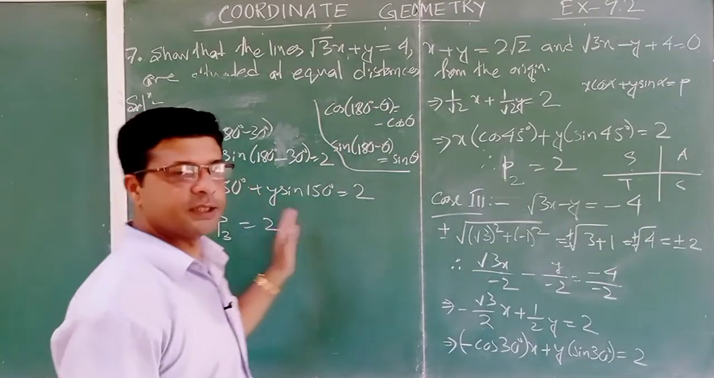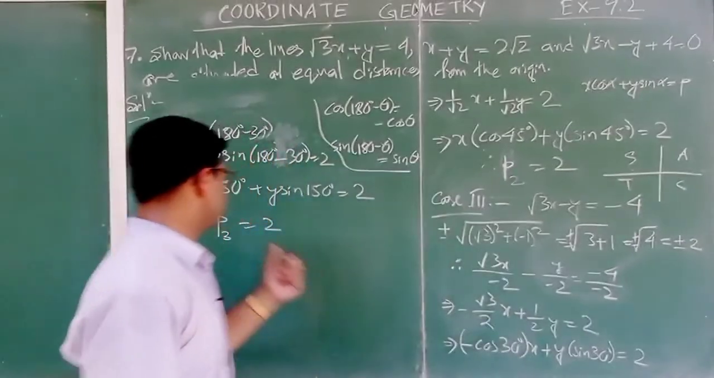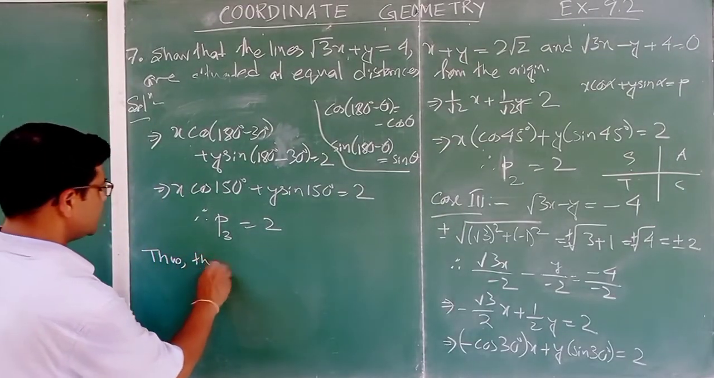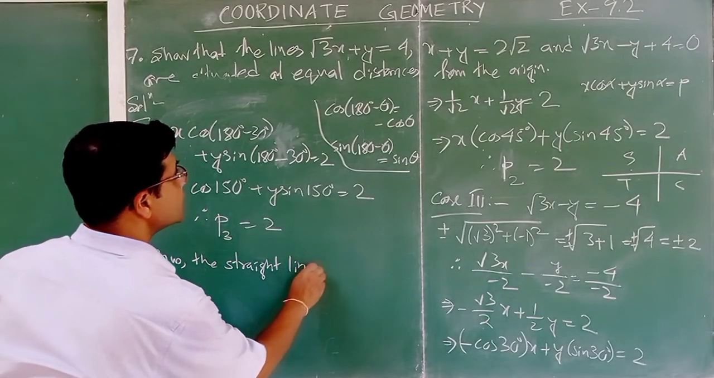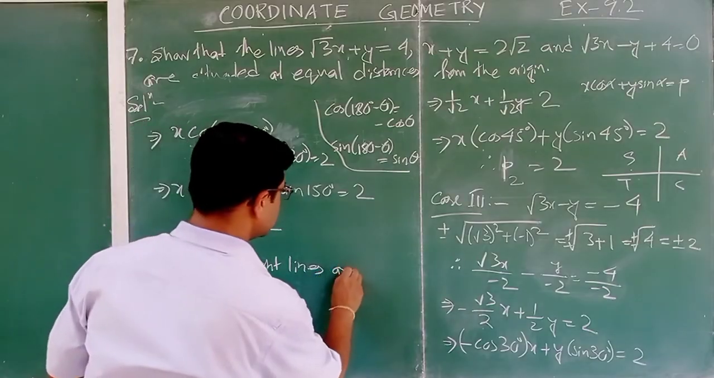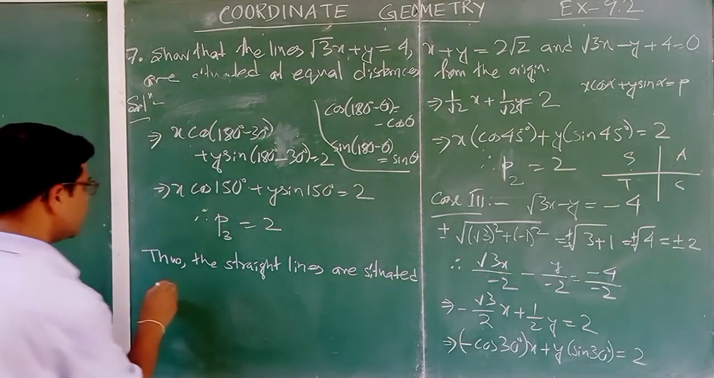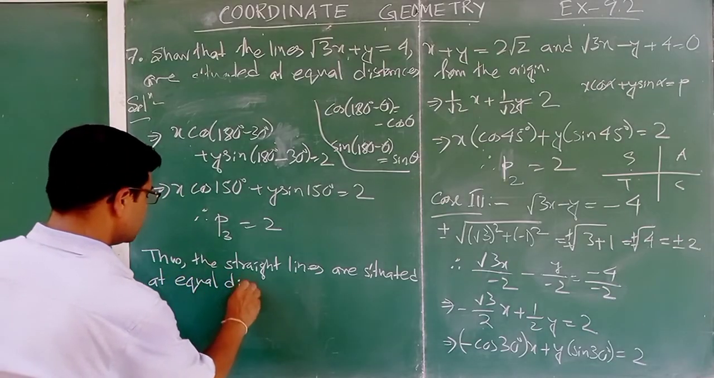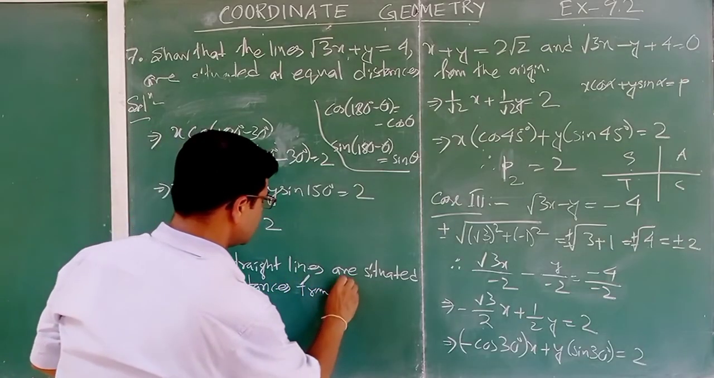We have found all three distances. P1 we already have, it is 2, P2 is 2, P3 is also 2. Thus the straight lines are situated at equal distances from the origin.